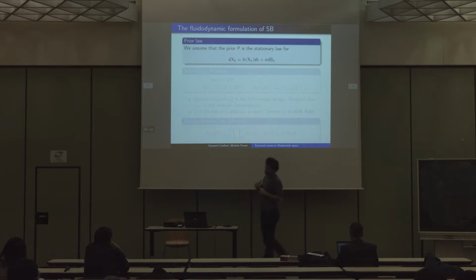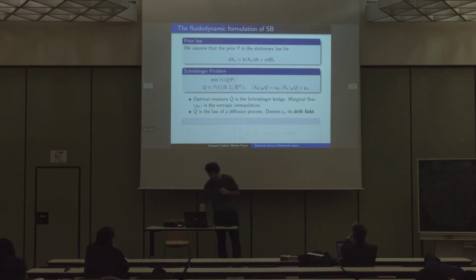OK. So now let me give you the fluid-dynamic formulation of the Schrödinger problem, which will give us the equation. So we choose as a prior law, so the equilibrium motion of the particles, the stationary law of a diffusion process, so B is a Brownian motion, and the vector field b may not be of gradient type, so we can even look at priors which are irreversible.